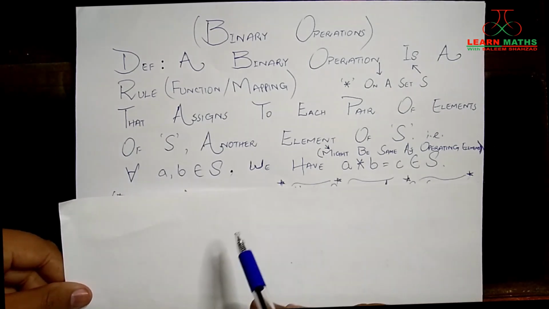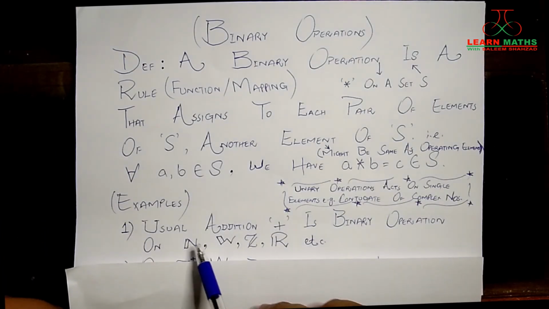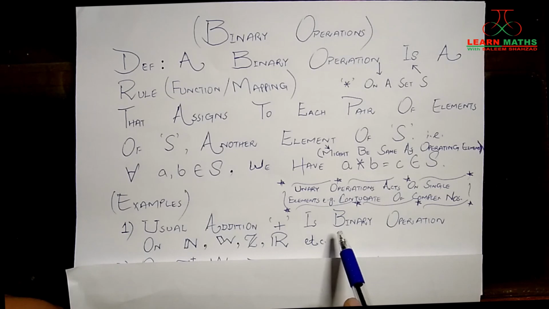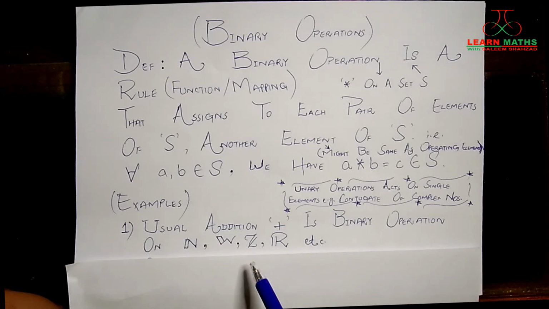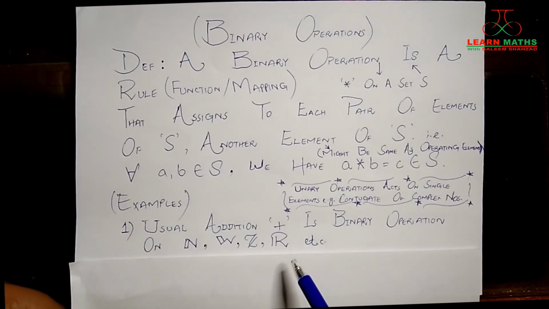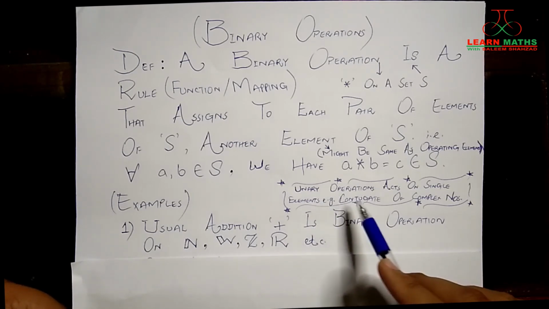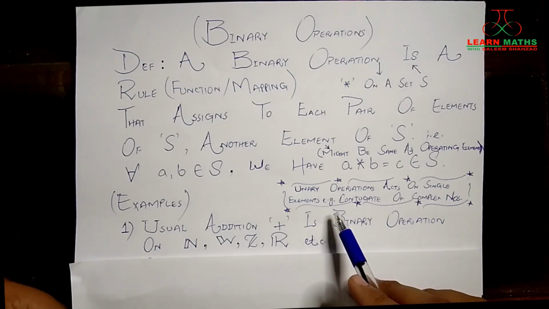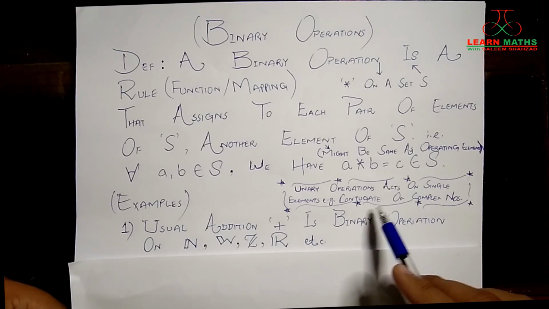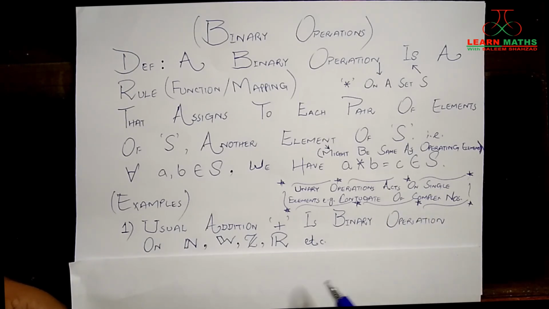So let's take some examples. Usual addition is a binary operation on the set of natural numbers, set of whole numbers, set of integers and set of reals. By the way, unary operations are those operations which act on single elements. For example, if you take the conjugate of a complex number, you don't need two complex numbers, you just need one complex number, and you apply the conjugate operation on that and you get your required answer.